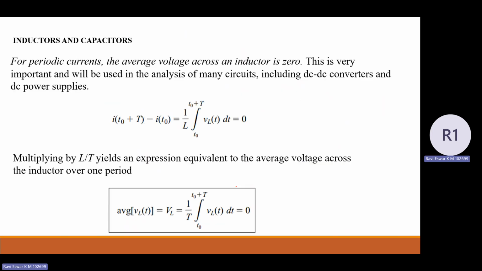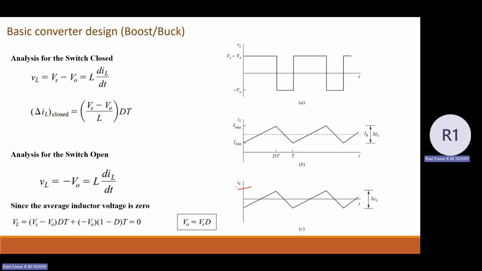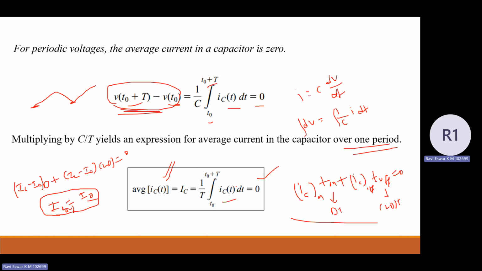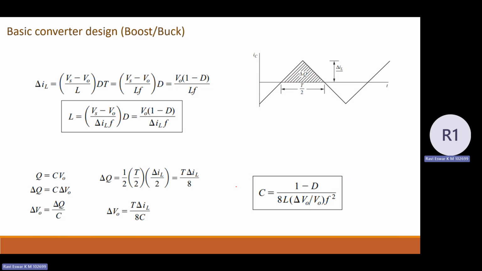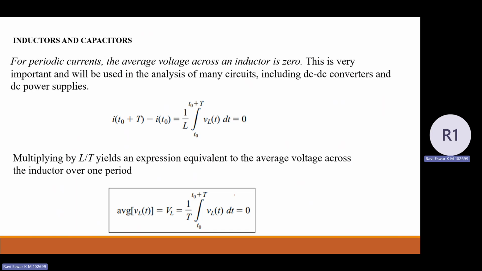Again, from this I can say that for the capacitor, I derived IL average equal to I naught by following the principle that the average current through a capacitor over a period is always 0. Similarly, the average voltage across an inductor over one period is 0. That is what you need to remember for all the converter analysis.